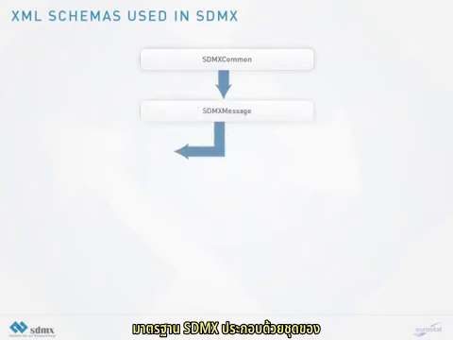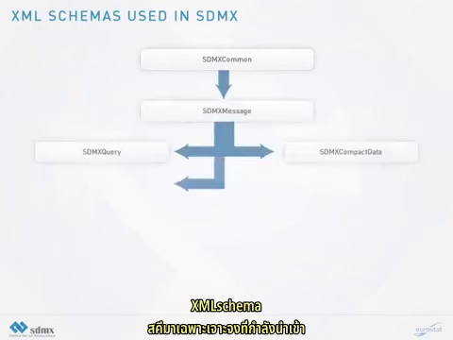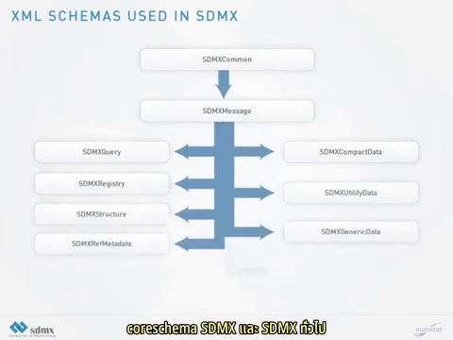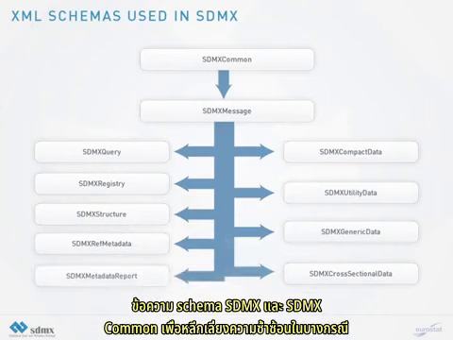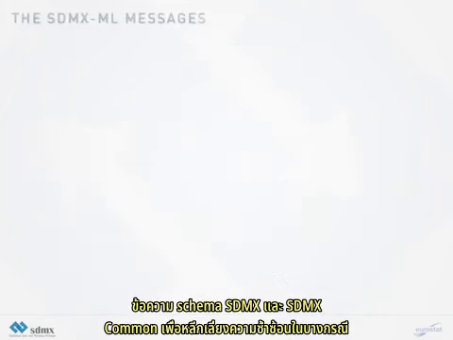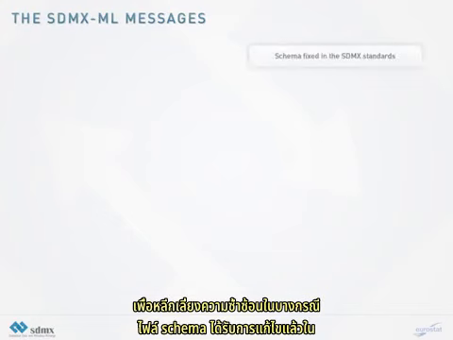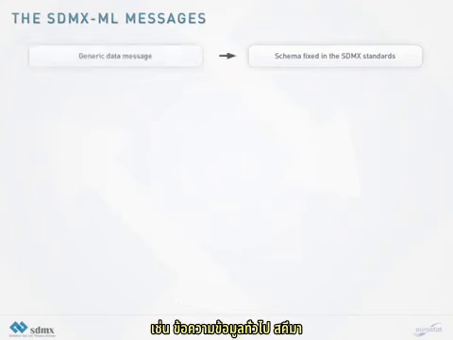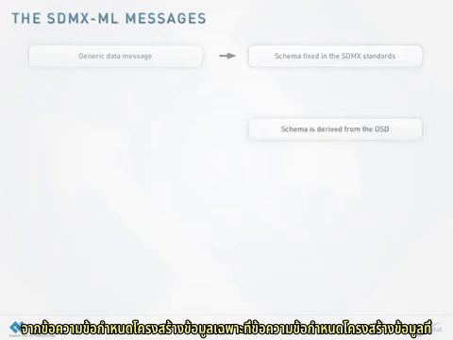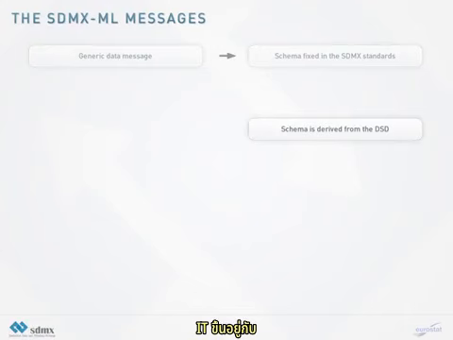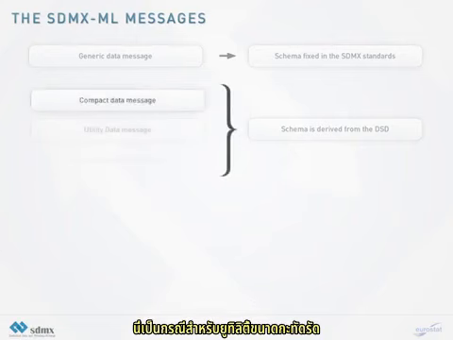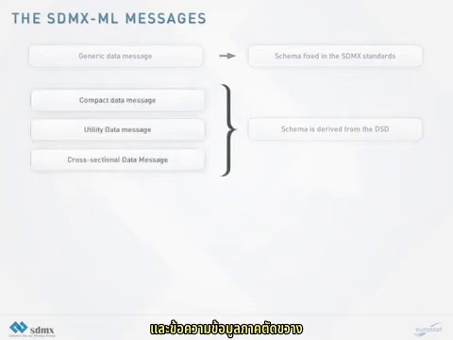The SDMX standard includes a set of XML schemas. The specific schemas are importing the core schemas SDMX message and SDMX common to avoid redundancy. In some cases, the schema file is already fixed in the SDMX standards, for example the generic data message schema. In other cases, the schema is derived from the specific data structure definition message where it depends on. This is the case for the compact, utility, and cross-sectional data messages.